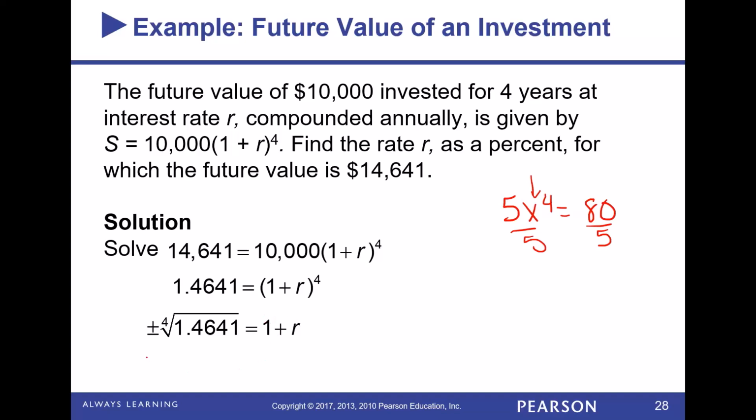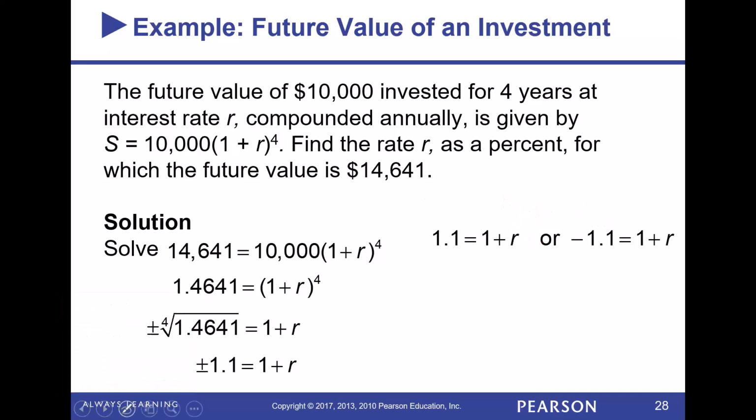Now I still haven't solved for r, but basically this is 1 plus r. So how do I move a 1 to the other side of the equal sign? We add or subtract it, right? So now let's take our fourth root, and that ends up being about 1.1, so plus or minus. Let me erase this on the other side here. So we can see that we have 1.1 equals 1 plus r, or negative 1.1 equals 1 plus r. Now I can subtract 1 from both sides, and we get 0.1 equals r and negative 2.1 equals r. Again, I'm subtracting 1 on either side, and this is how I'm getting those two numbers.